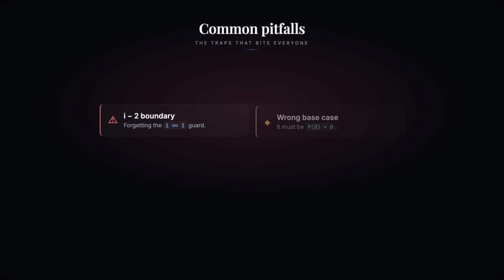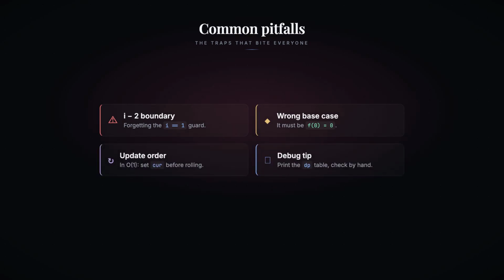Before you go, the common traps. The I minus 2 boundary when I equals 1. The base case f of 0 equals 0. The update order in the space optimized version. When stuck, print the DP table and check it by hand. And remember, don't reach for greedy on coupled choice minimization problems.